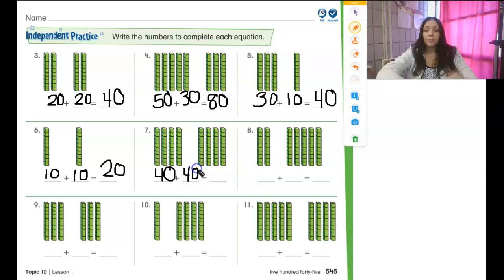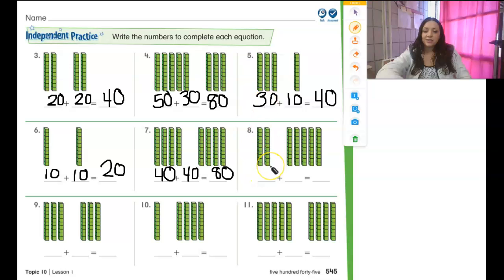Well, this is one of those double facts that you guys know really well. What's 4 plus 4? 8, but it's 8 tens. How much is 8 tens? Just an 8 in the tens column and a 0 in the ones column, so it'd be 80. And I can check my work by counting. 10, 20, 30, 40, 50, 60, 70, 80.